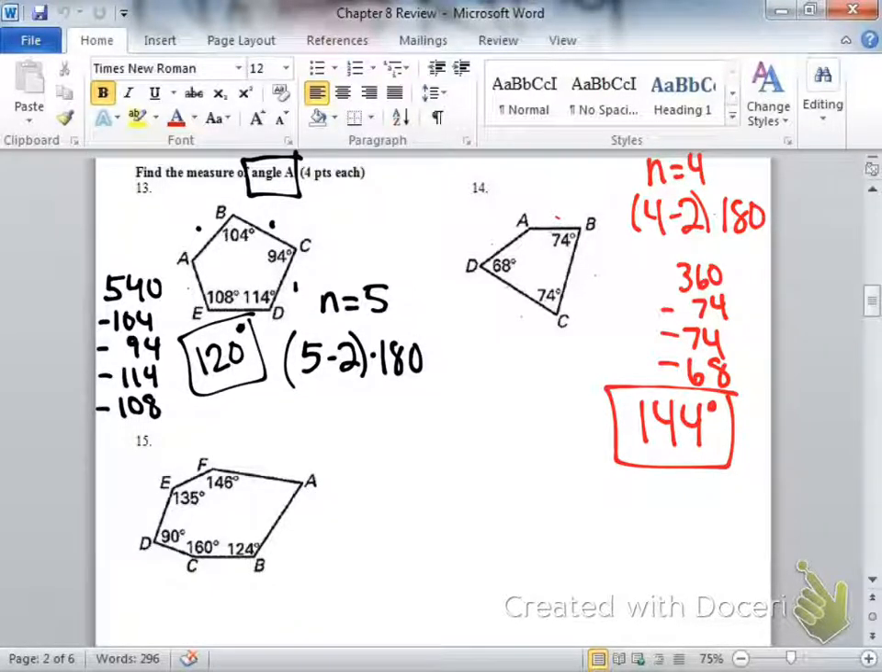And number 15, 1, 2, 3, 4, 5, 6 sides. So 6 minus 2 times 180.